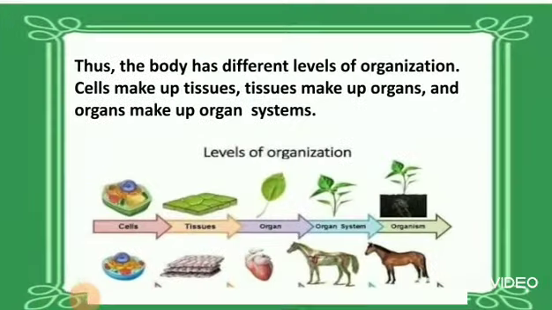Thus, the body has different levels of organization. Cells make up tissues. Tissues make up organs. And organs make up organ systems. Finally, we get the organism. These are the levels of organization.